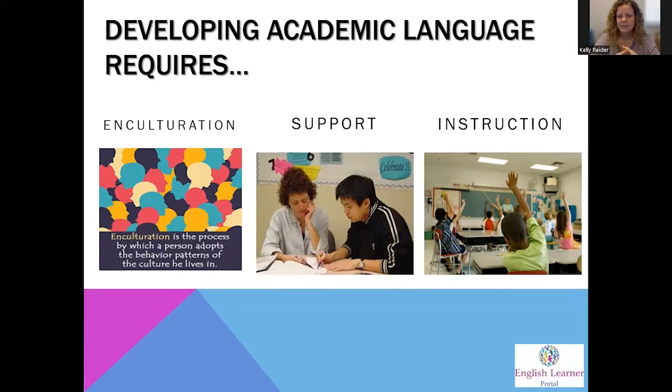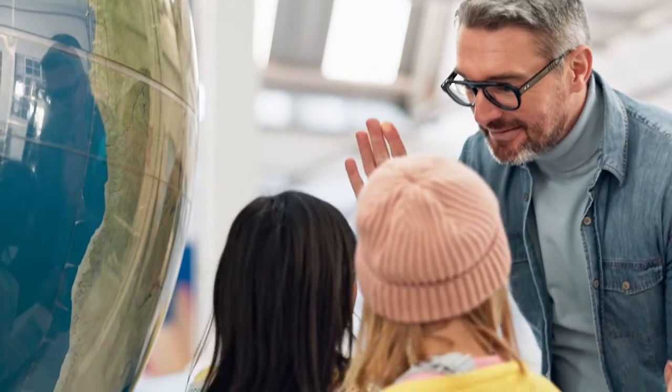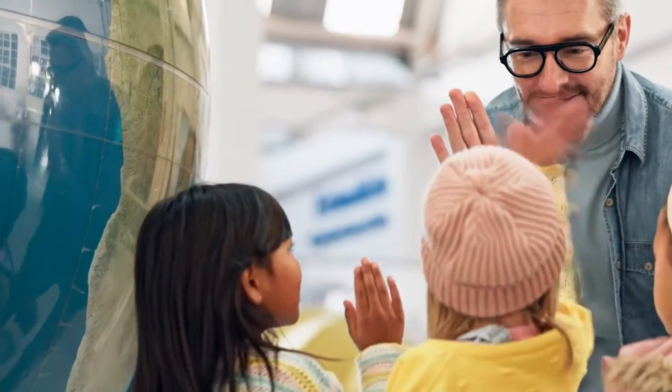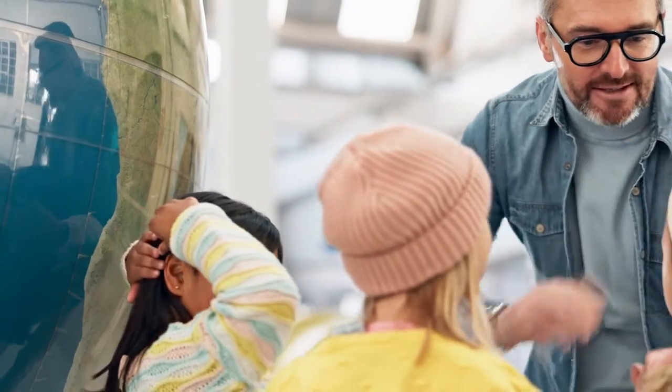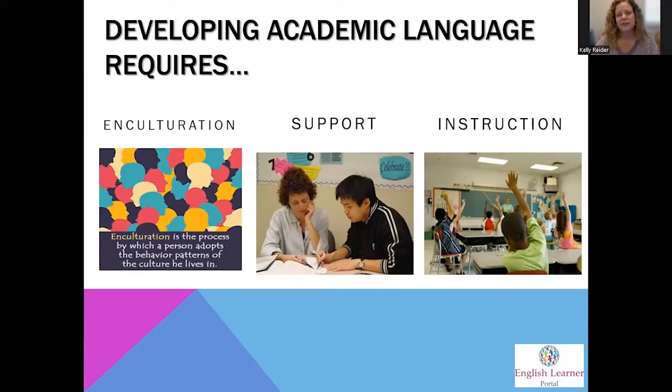Developing academic language requires some support, right? It's not a native language. No one speaks algebra as a native language. No one speaks chemistry as a native language, right? It requires some support and instruction, even for our native English speakers.